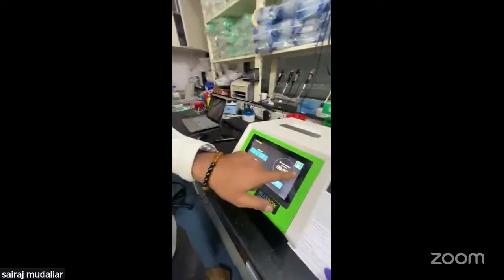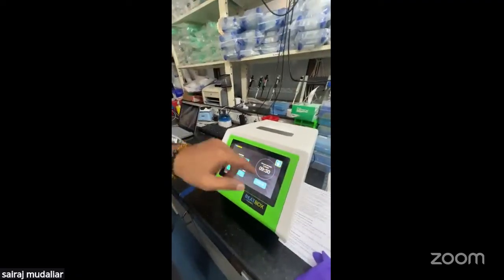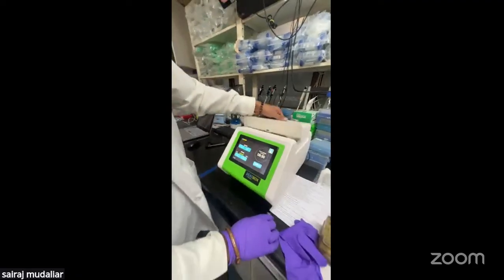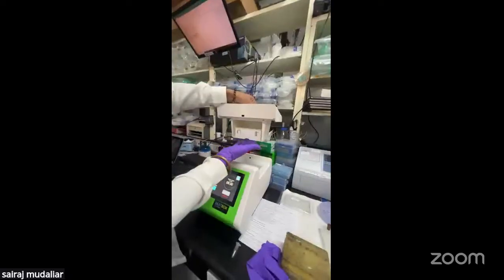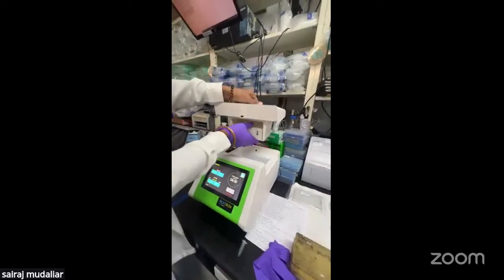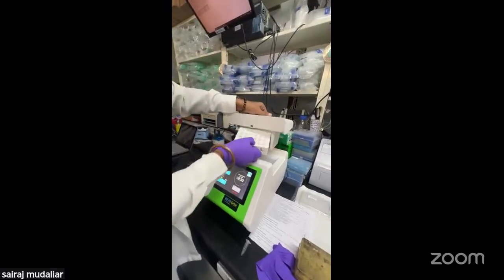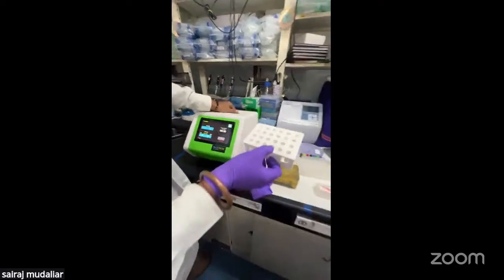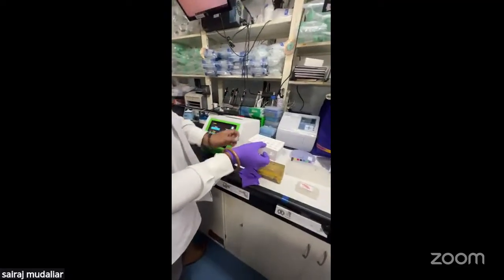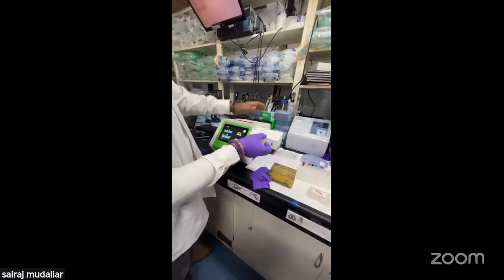So you just open the tissue bit box. This is how the tissue bit box apparatus looks. There is a magnetic field on the bottom. You can place your samples in the tissue bit box containing the magnetic beads, and you can place it inside.